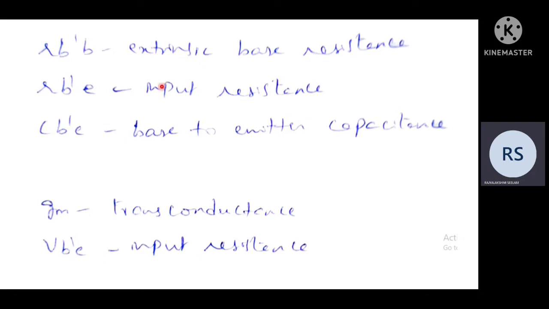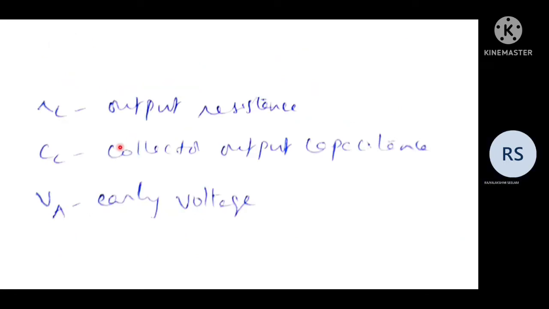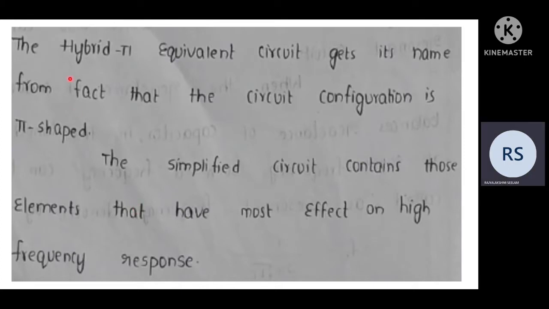Already I told you these terms. RC is the output resistance, CC is the collector output capacitance, and VA is the early voltage. The hybrid pi equivalent circuit gets its name from the fact that the circuit configuration is pi shaped. The simplified circuit contains those elements that have the most effect on the high frequency response.